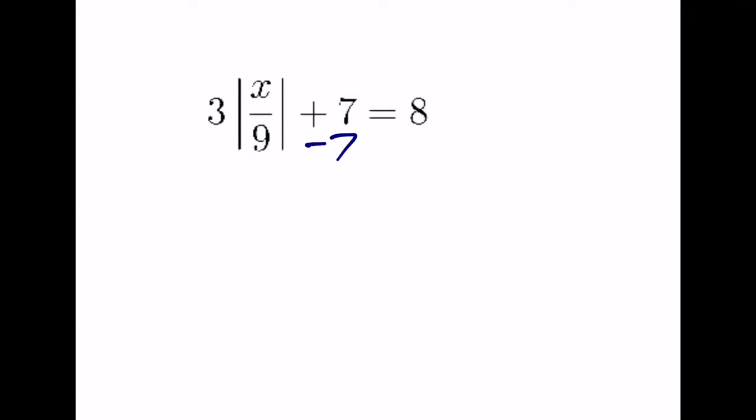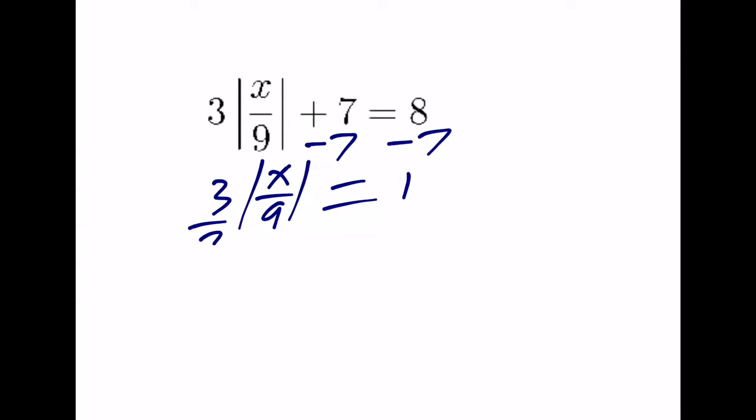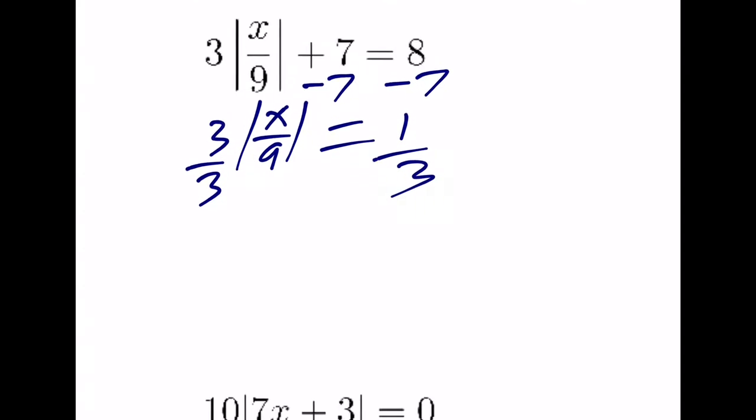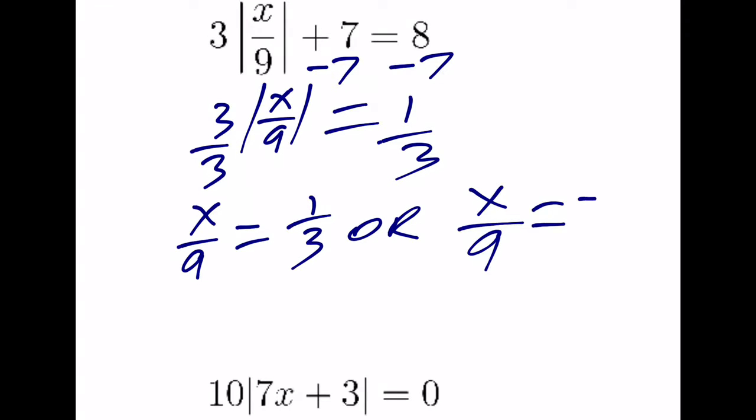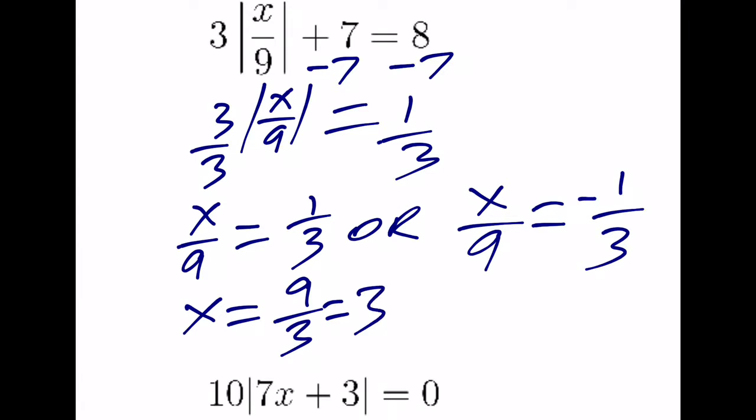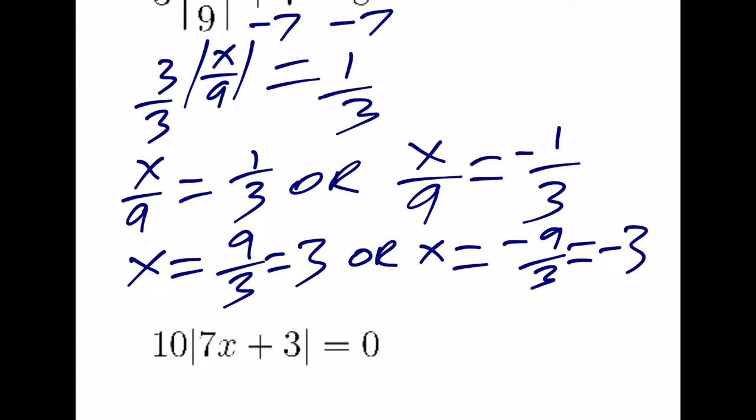The next problem, if I subtract 7 from both sides, I have 3 times the absolute value of x over 9 is equal to 1. When I divide this by 3, I get 1/3. So I can write this as x over 9 is equal to 1/3, or x over 9 is equal to negative 1/3. I might here stop to multiply everything by 9, which would mean I have x is equal to 9/3, which is just 3, or x is equal to negative 9/3, which is just negative 3. Those are my two answers.